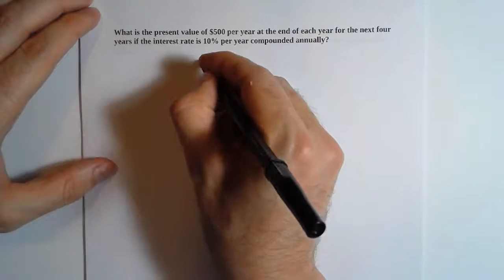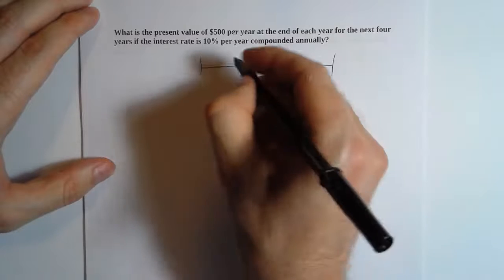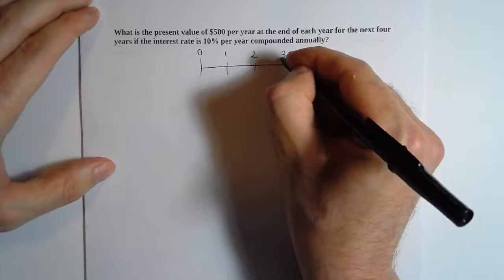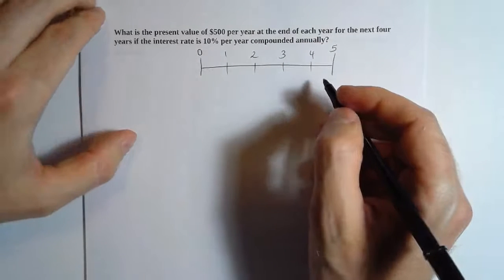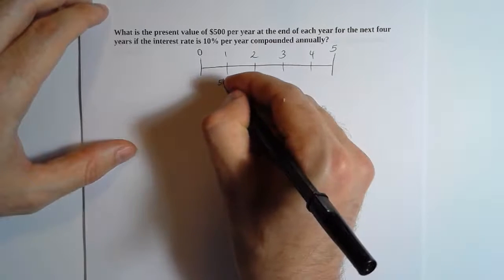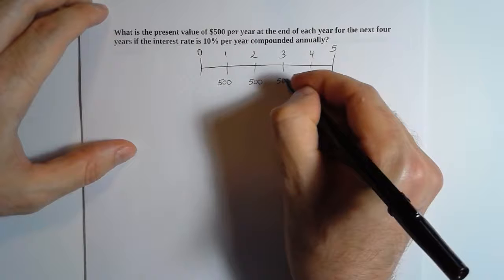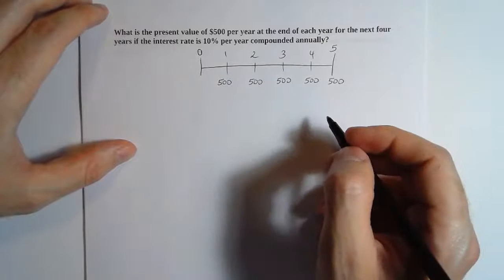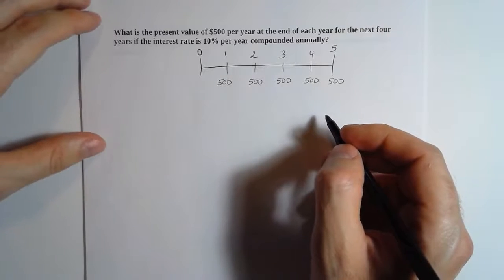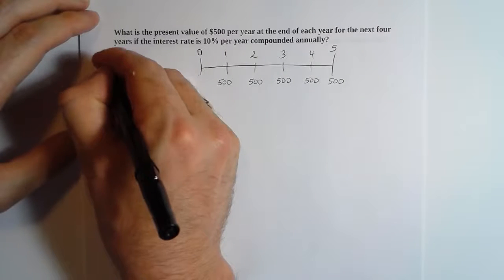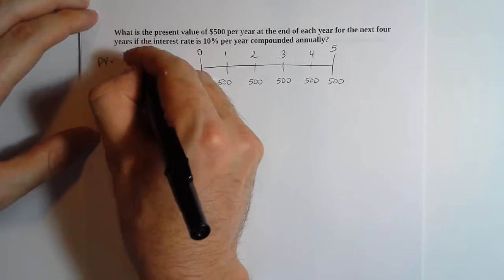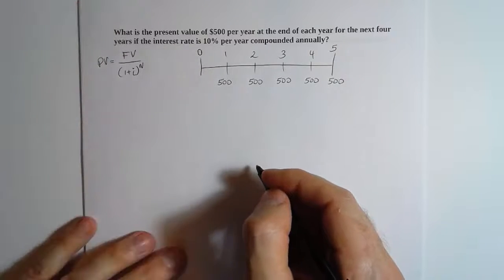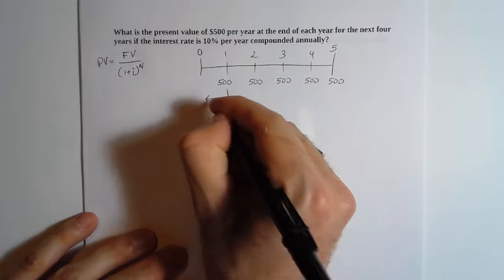So let's go ahead and draw out our timeline first. All right, and let's put our cash flows on the timeline. Okay, and now what we need to do is find the present value of each one. Well, as you should know by now, present value is equal to future value divided by 1 plus i to the n. Okay, so let's go ahead and find the present value of this first cash flow.